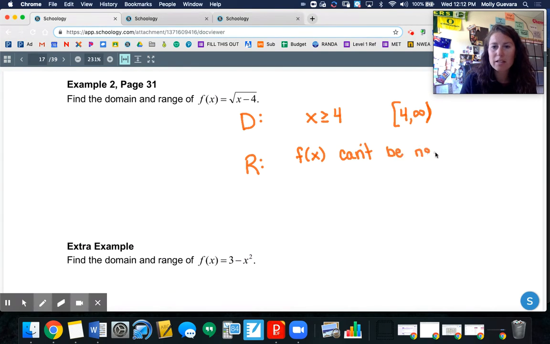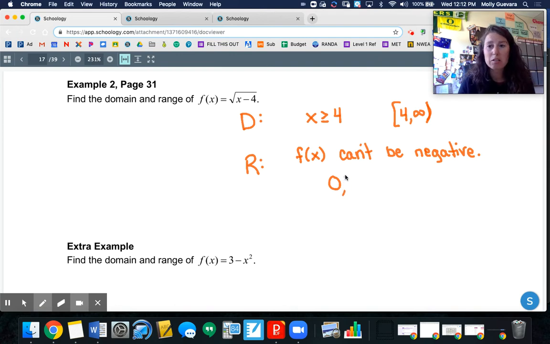So because I'm never going to get a negative number, the smallest number I could ever get out of my function is 0. So the smallest number I can get out is 0. What's the biggest number I can get out?